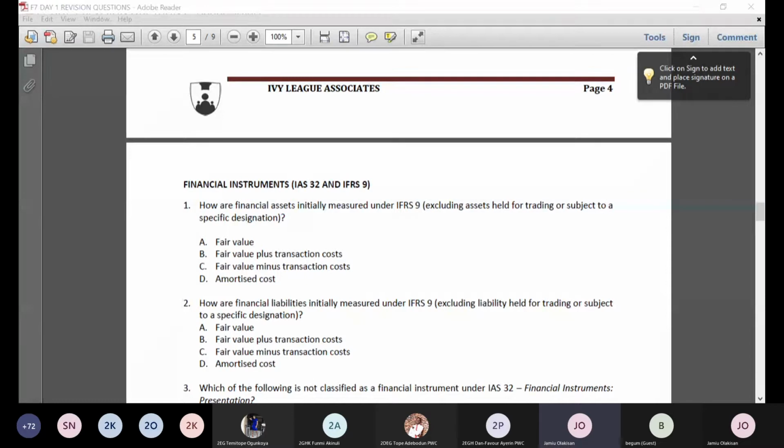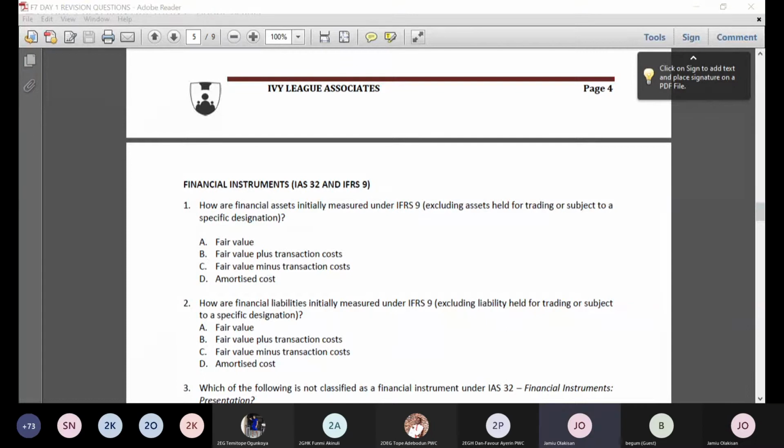And if it were to be a financial asset, it's the same process. You will have opening balance. Instead of finance cost, you will now have interest income. Instead of interest paid, you will now have interest received. Then you will have closing balance. So that is how we measure financial assets at amortized cost as well.